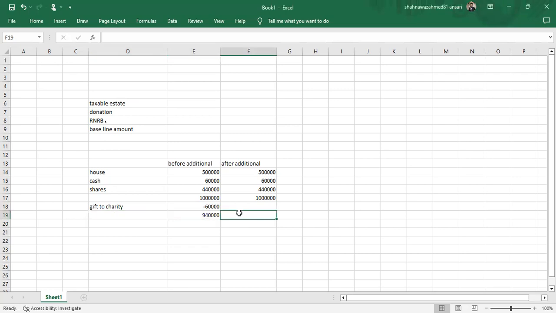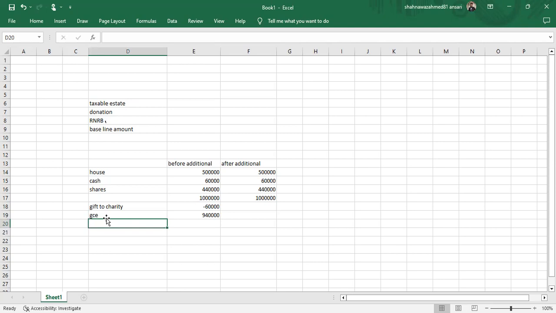So this is 940,000. And now, we don't know how much additional amount we have to put, so just leave it right now. After gift to charity, we get this figure, which is called the GCE, gross chargeable estate.